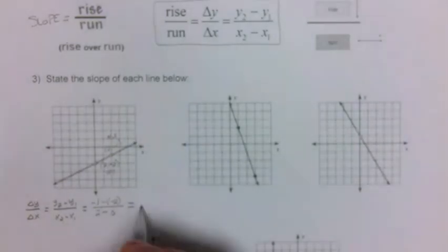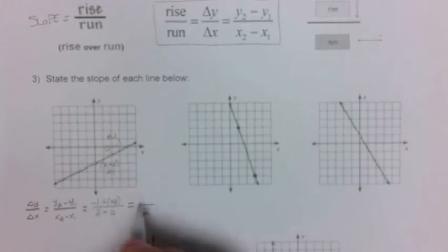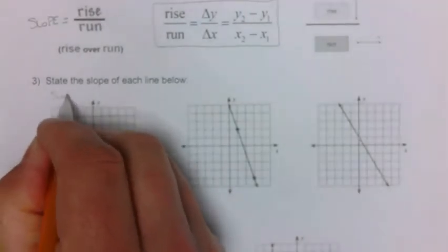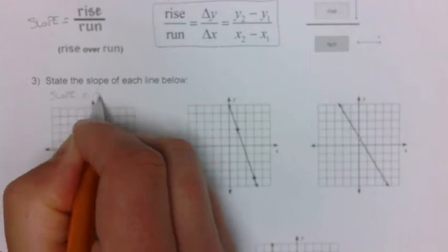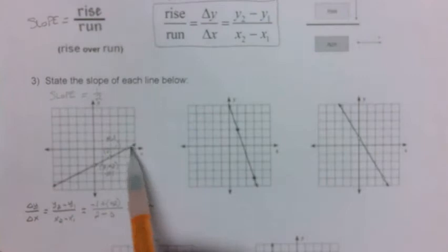When I evaluate now, the denominator, 2 minus 0, is just 2. -1 minus -2, remember, is the same as -1 plus 2. -1 plus 2 is equal to 1. And there I see is my slope. The slope of this line is equal to 1/2. Okay, and that makes sense here because I can see that the line is increasing as I move from left to right, so my slope had to be positive.